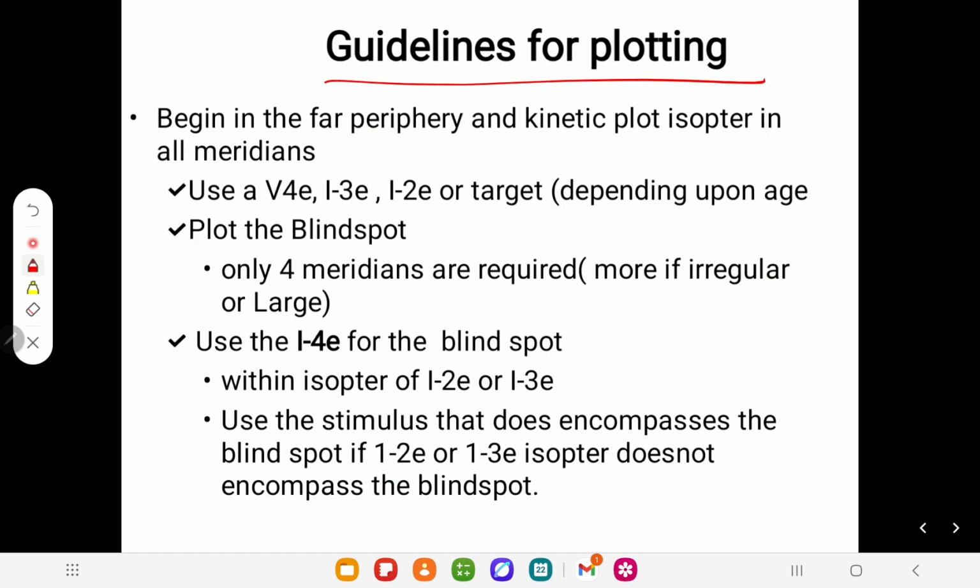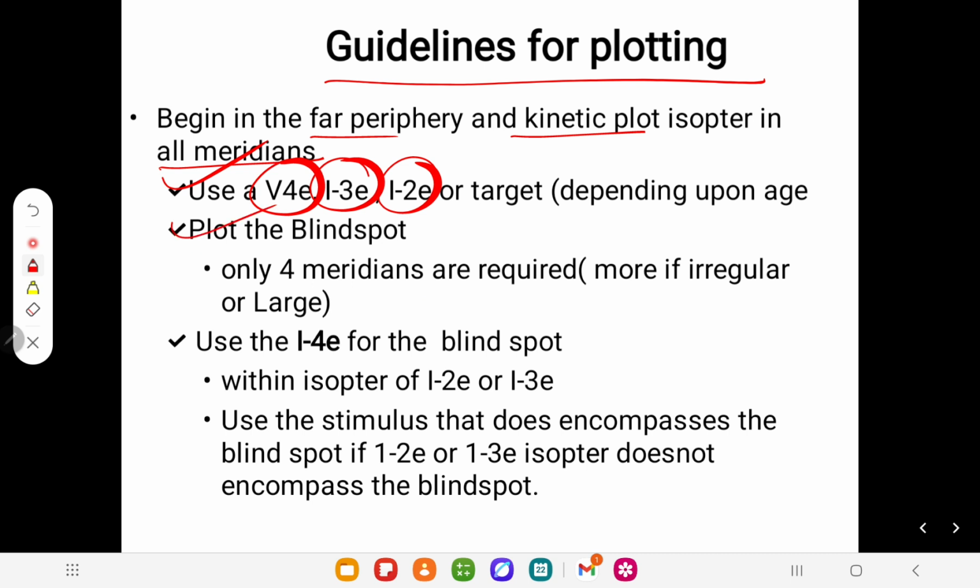So the guideline for plotting: begin in the far periphery and kinetically plot isopters in all meridians. Always begin from the far periphery, the non-seeing area, not just the seeing area. Okay. We normally use B4E, I3E, I2E targets depending on the age. Definitely depending on the age.